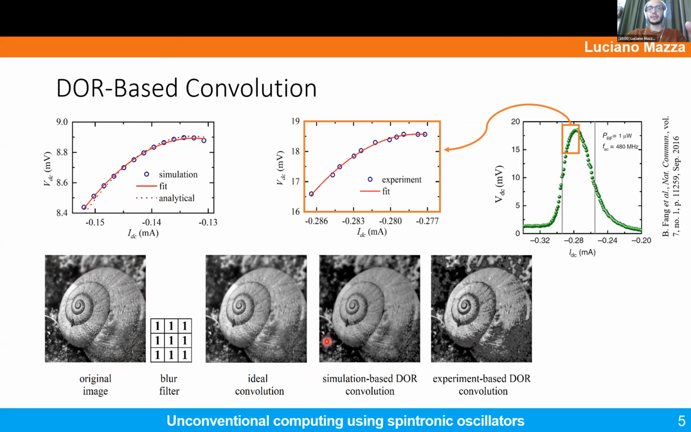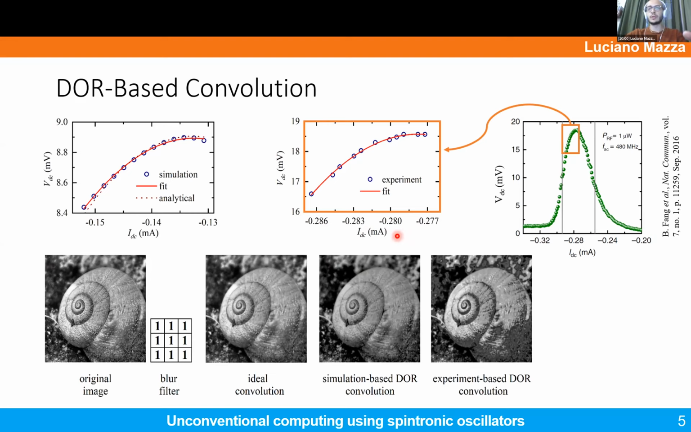And you can see here the ideal convolution obtained, the simulation-based dot convolution, that is the one obtained with the curve in the top left, and the experimental-based dot convolution, which is the one obtained with the curve here in the top, in the middle. There are some differences between these three images, and this is due to the error I was showing before.